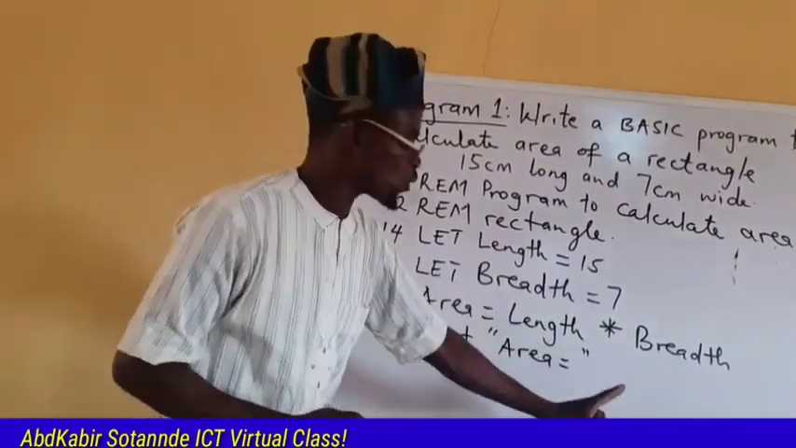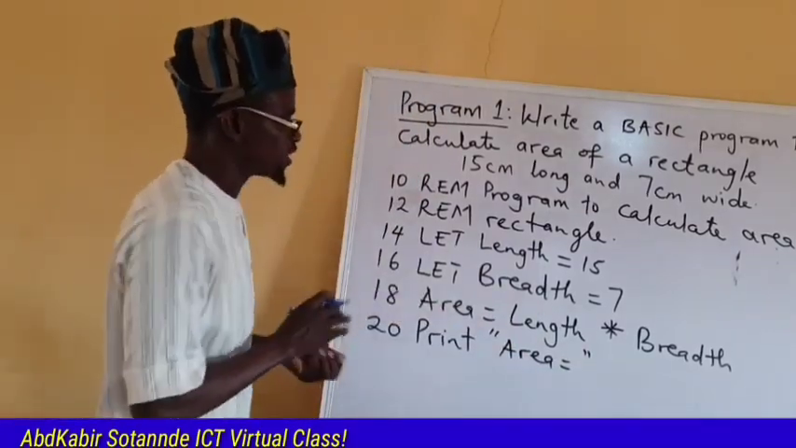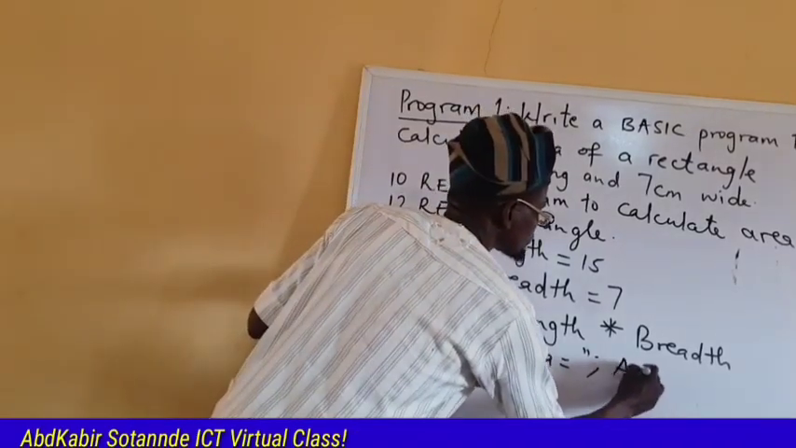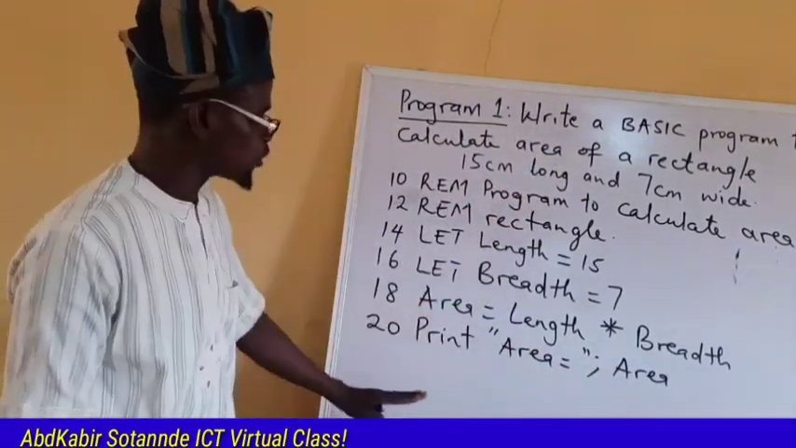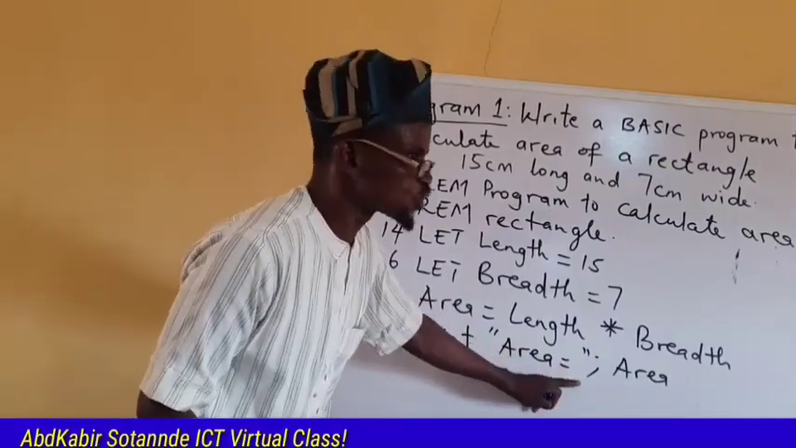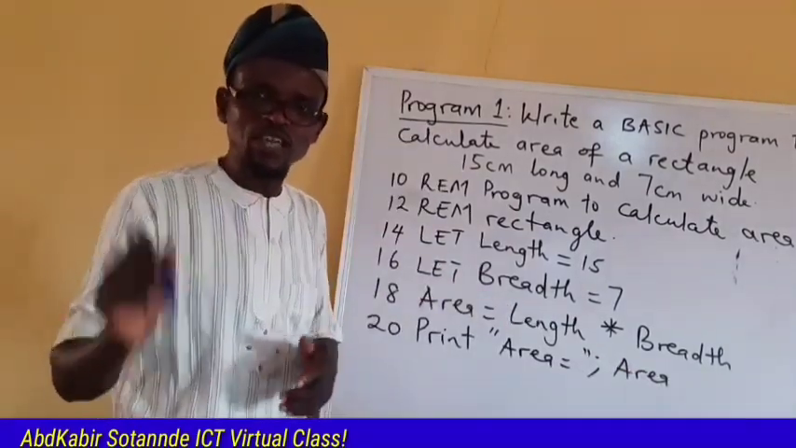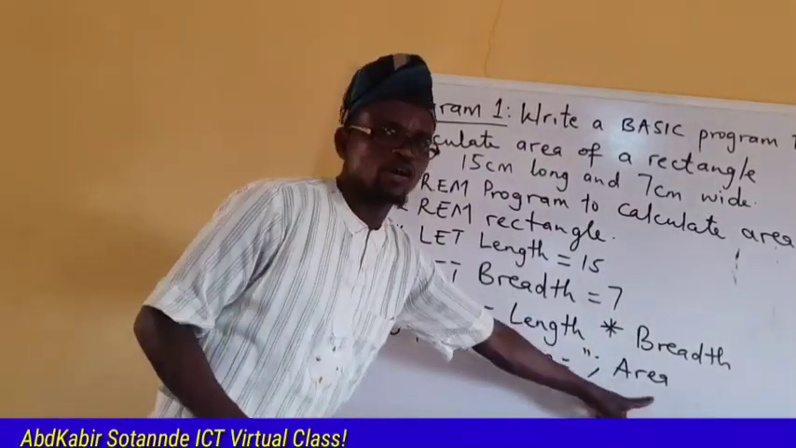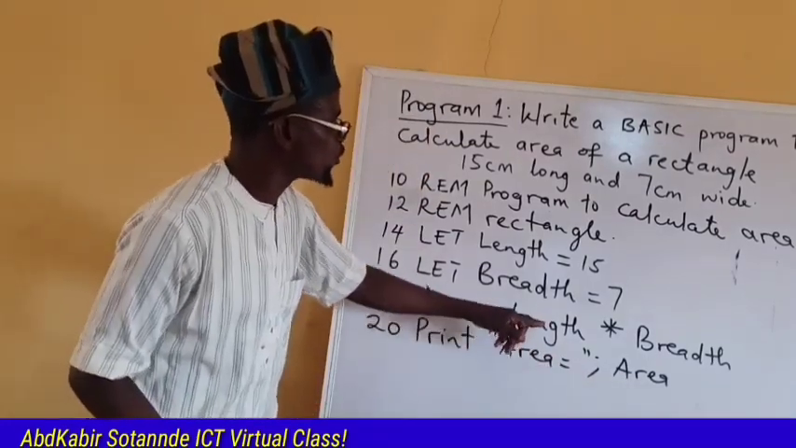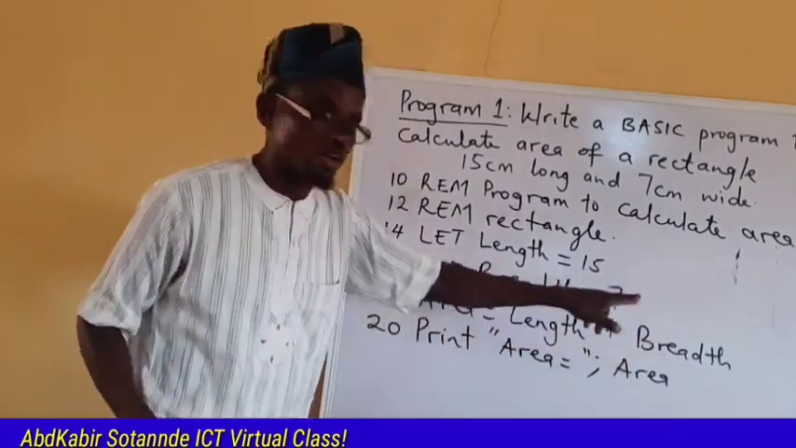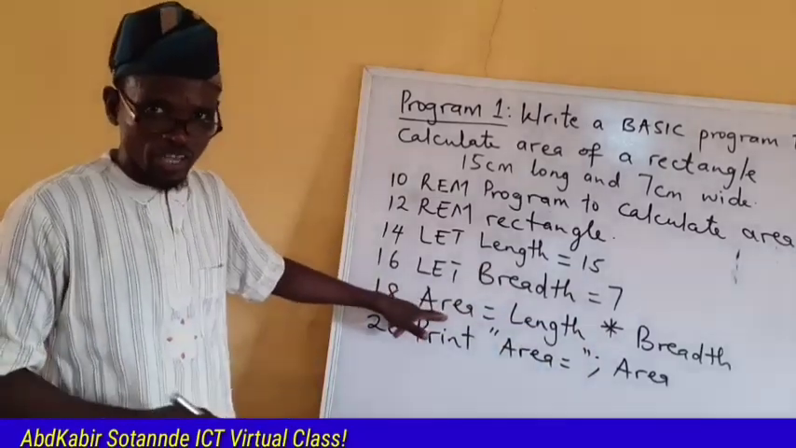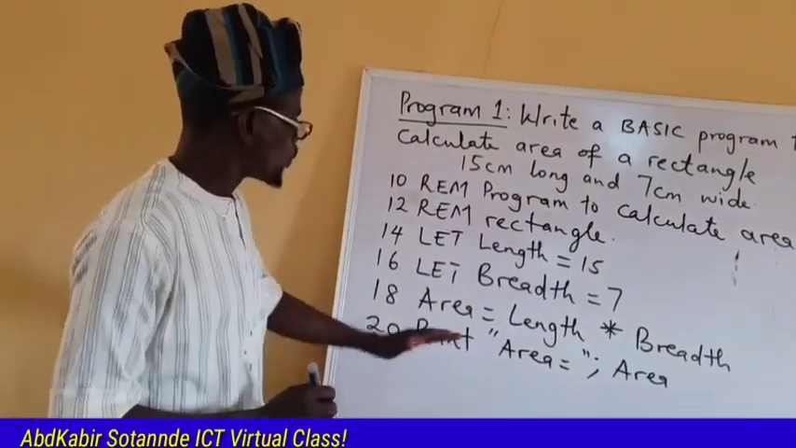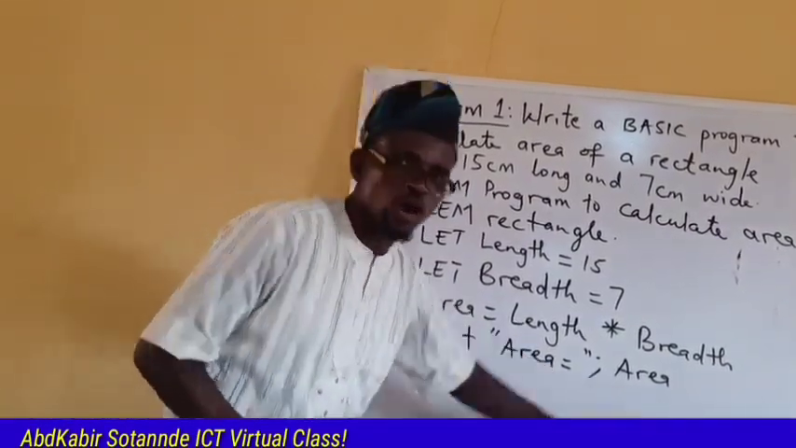"Area is equal to." Now, where is our answer? Inside this area. So we use a semicolon here, then we now say area. For this, the computer will just print "area is equal to", and in this example, 15 times 7 is 105. So it will just tell us area is equal to 105, because the result of 15 multiplied by 7, which is 105, is stored in this variable name, area. And the value here will just be printed here. Hope we understand. So this will just give us area is equal to 105.